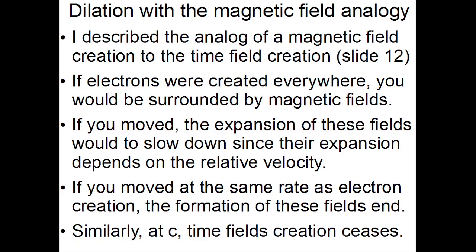If you moved at the same speed as the electrons are created, from your perspective, the creation of magnetic fields would cease, since there would be no new electrons being created. Similarly, at the speed of light, space pixel creation stops. Therefore, time fields creation ends. No more new spacetime.